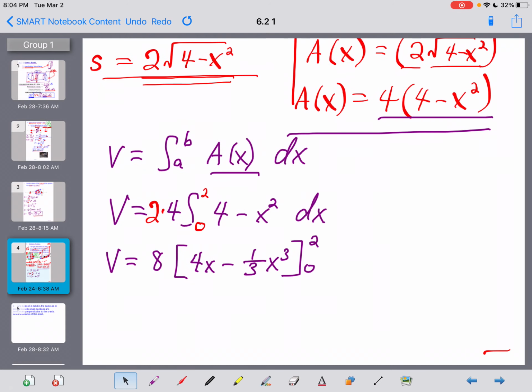So let's see where that gets us. So volume then is equal to 8 times, and here we go. Plugging in a 2, 4 times 2 is going to be an 8, minus, well, that doesn't work out great.